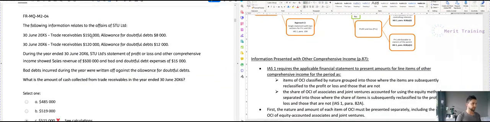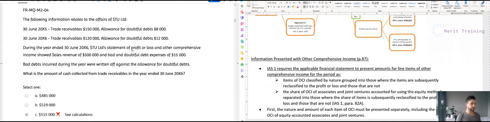Alright, so question 4. The following information relates to the affairs of Stu. Oh, I'm just going to move this over here. So it's got trade receivables of 150k, allowance for doubtful debts of 8k. It's got the next year, June 2016, trade receivables of 120k, allowance for doubtful debts of 12k.